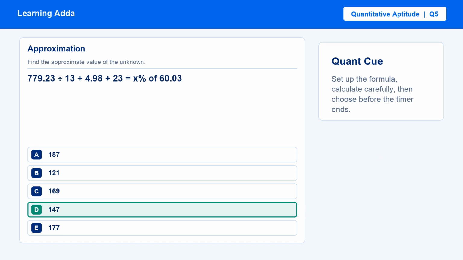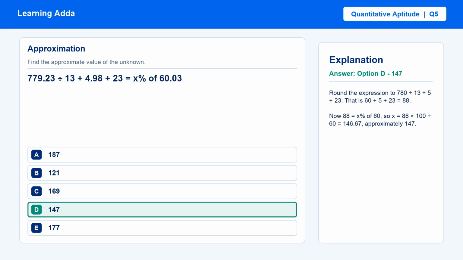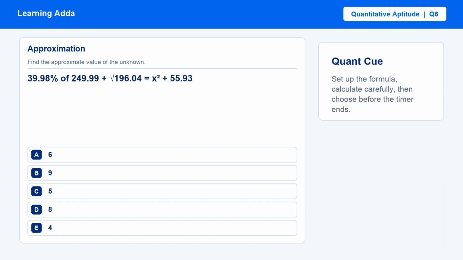The answer is option D, 147. Round the expression to 780 divided by 13 plus 5 plus 23. That is 60 plus 5 plus 23 equals 88. Now 88 is equal to x% of 60. So x is equal to 88 multiplied by 100 divided by 60, which is 146.67, approximately 147.